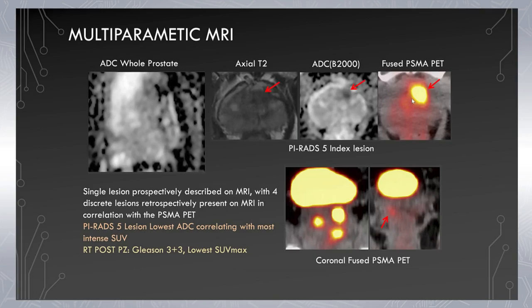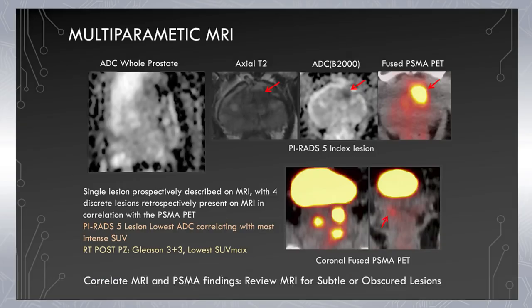Dark signal correlated with diffuse PSMA PET, demonstrating marked increased metabolic uptake. And so while a single lesion was prospectively described on the MRI, 4 discrete lesions were retrospectively present on the MRI in correlation with the PSMA PET. And these lesions varied in metabolic uptake. And here's another look at those 4 lesions, 3 intensely, 1 less intense. So the key story here is that we have to correlate MRI and PSMA findings, and review the MRI retrospectively for subtle or obscured lesions.